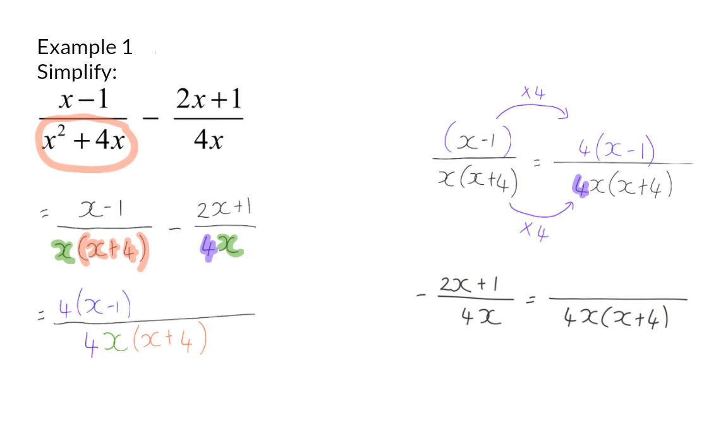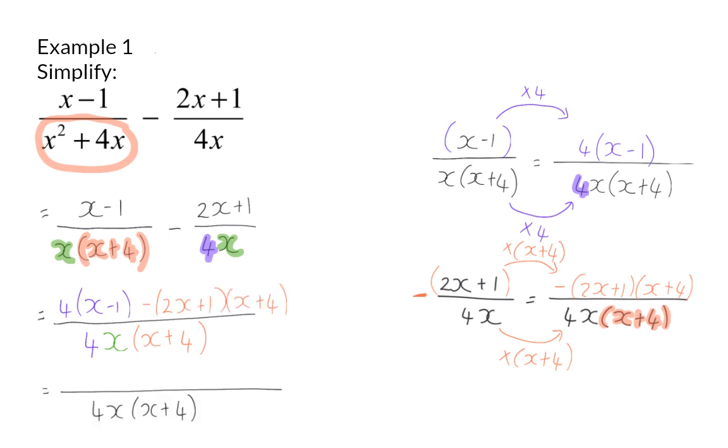In the second fraction, the denominator was multiplied by an extra bracket of x plus 4, and this should now be repeated in the numerator. This means that the numerator of 2x plus 1 should now be multiplied by x plus 4. And here it is important to now realize that the minus in front of this fraction will now also be multiplied into the numerator. Next, we need to simplify our numerator.